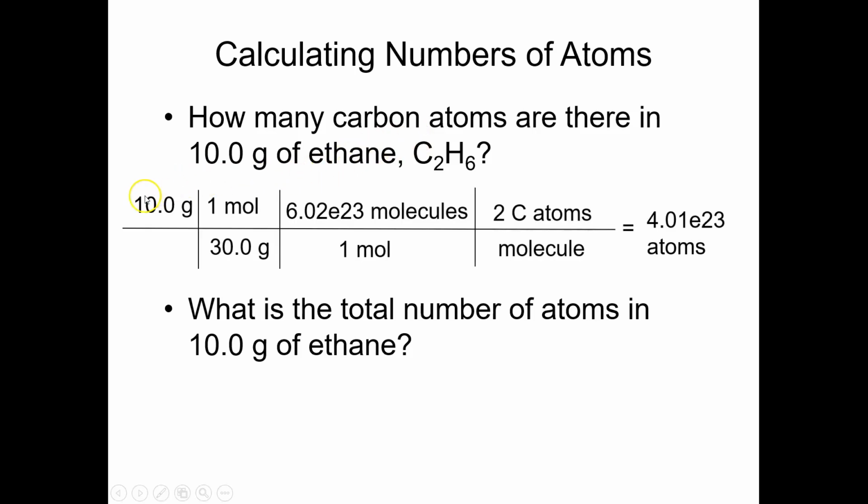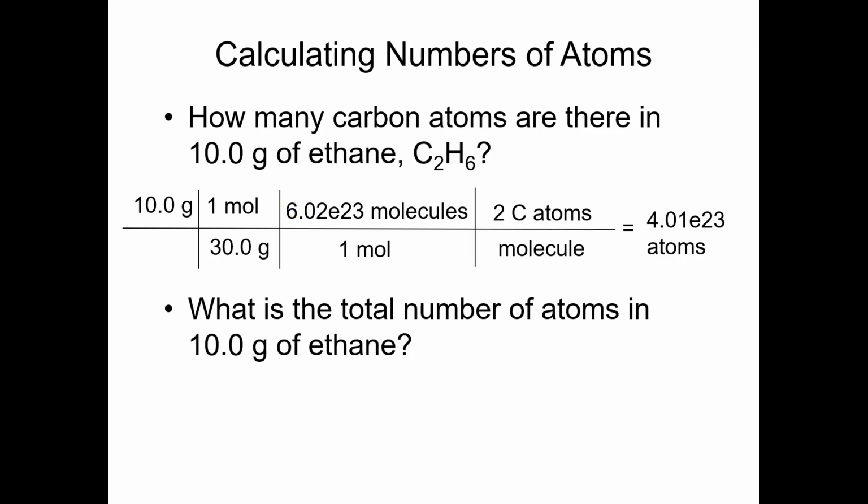So I start with 10 grams of ethane. I divide by its molar mass. At that point, I've determined how many moles of ethane I've got. I now multiply by Avogadro's number. That's going to tell me how many molecules of ethane I've got in 10 grams of ethane. But then I need to apply this additional conversion factor, which is that there are 2 carbon atoms for every molecule. And when I work that all the way out, that gives me 4.01 times 10 to the 23rd atoms of carbon in 10 grams of ethane.